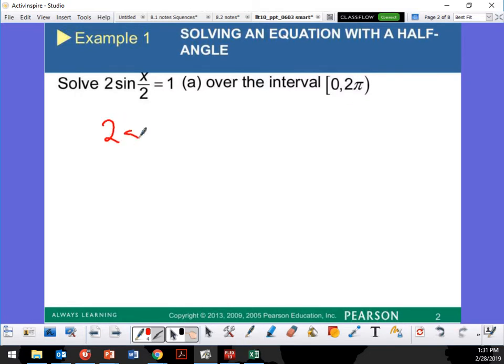So 2 sine, now in the parentheses, it's going to be x degrees over 2, right? Minus 1 equals 0. This right here says my answer has to be in radian. That's the part that I need to pay attention to.